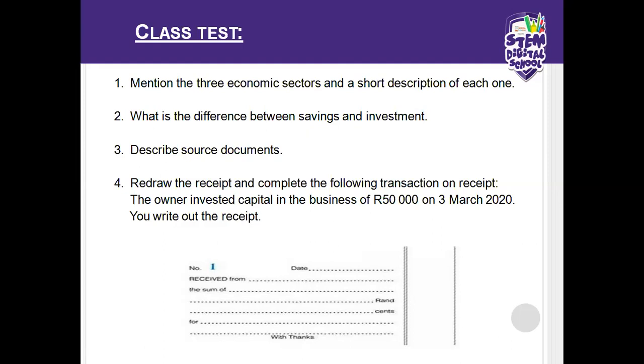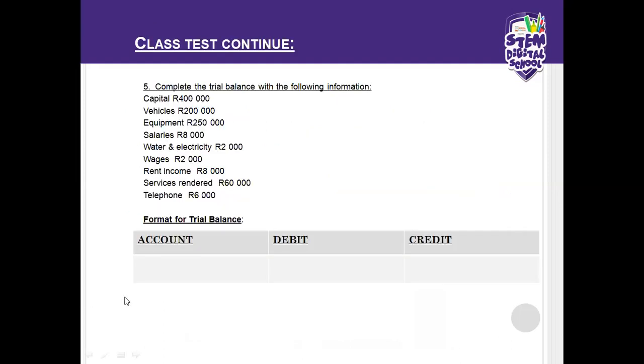Okay, I will come back now to this slide and then I will stick a few minutes on this one. I just want to show you, and there's the last question, number 5. Complete the trial balance with the following information: capital, vehicles, equipment, salaries, water and electricity, wages, rent income, services rendered, and telephone. And then I give you the format for the trial balance. So you need to draw up the 3 columns where you're going to write in the accounts and in which column the amount must be, either in the debit column or in the credit column. And that will be your test out of 25.